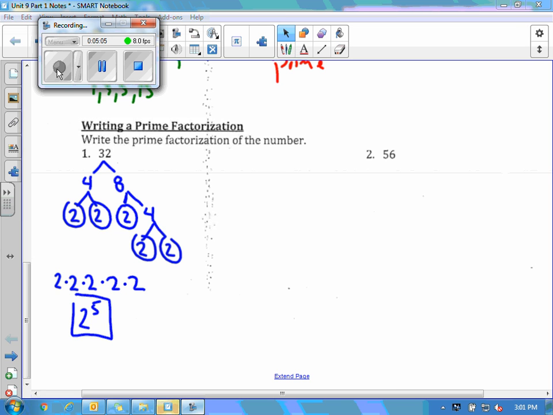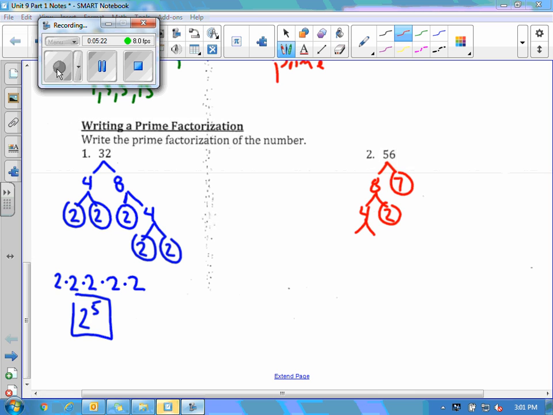Looking at 56, I'm going to split this into 8 and 7. 7 is prime, so I can go ahead and circle it right now. 8 is composite, so I've got to split it up. So I circle the 2, so that's prime. 4 I can split into 2 and 2, circle that, and I've got all prime numbers now.